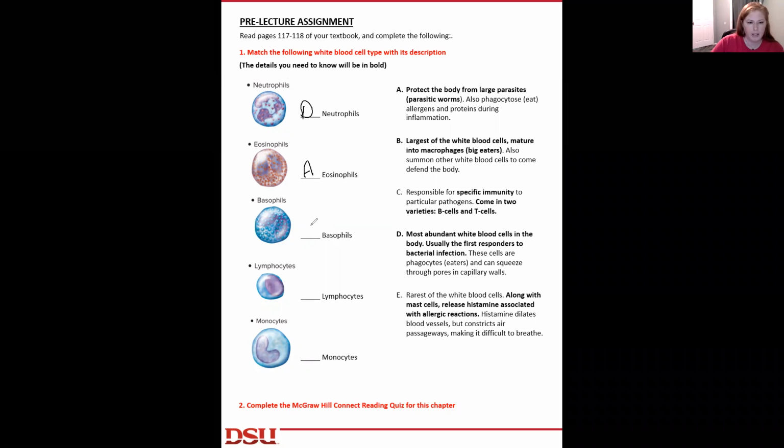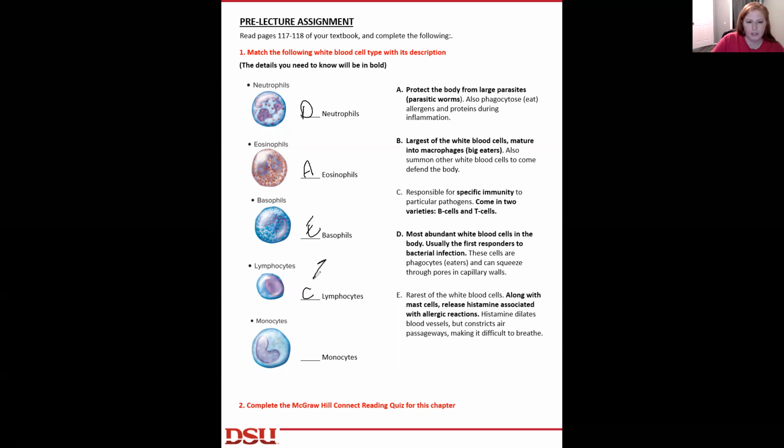Basophils are E. They're the rarest type, and they're associated with the histamine response, or more of the response you get when there's an allergic reaction, your body's having allergies. Lymphocytes, this is C, right? Yep, responsible for specific immunity.